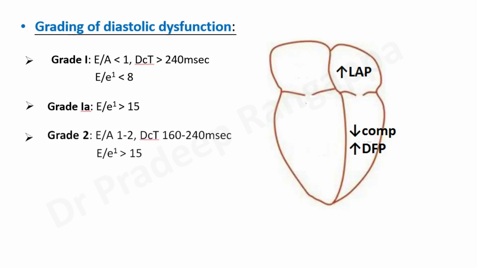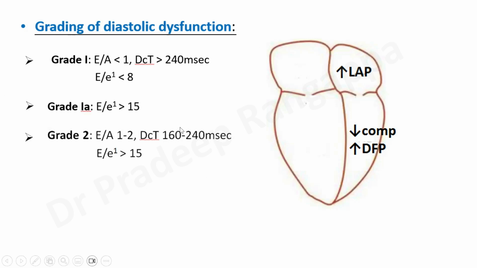That's the pressure. Grade 2, which by then you would characterize as diastolic dysfunction. E by A is 1 to 2. It's very simple. Less than 1 is normal, 1 to 2 is grade 2, more than 2 is grade 3. That's all you need to remember. Deceleration time, if you're interested, you put a probe and measure the E wave from the beginning to the end. So deceleration time 160 to 240 is grade 2.